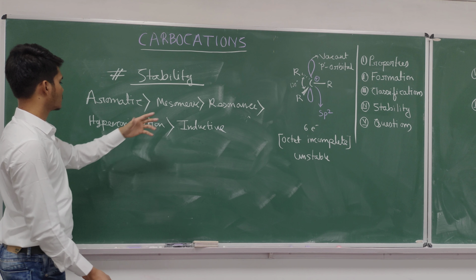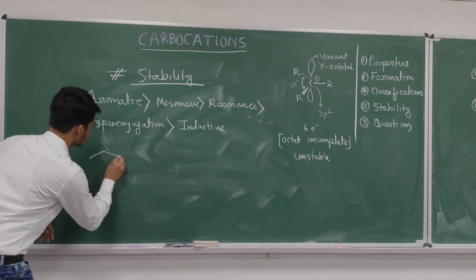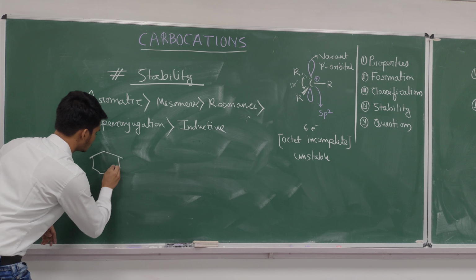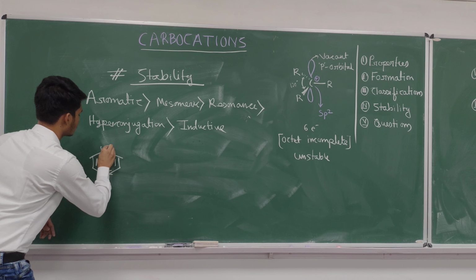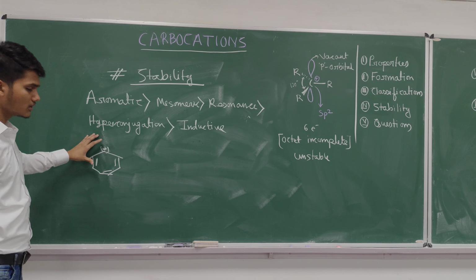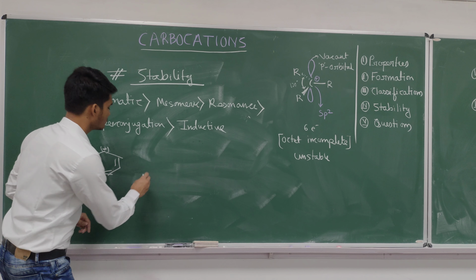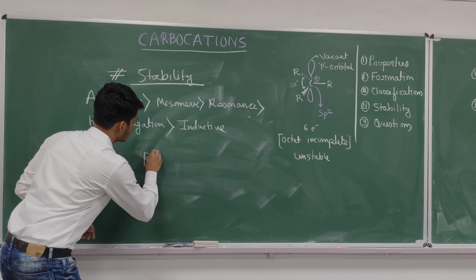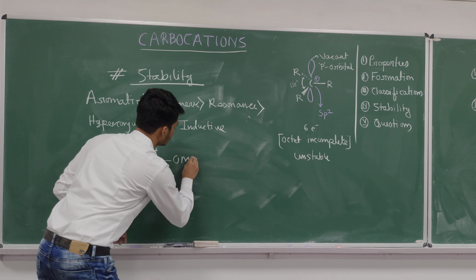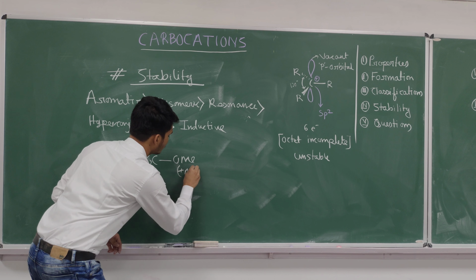Let's take some examples to understand this. The first one is aromatic. Let's say we have this compound. This is a carbocation which is highly stable because it is an aromatic compound. In case of mesomeric, we can have this type of carbocation when the carbocation is adjacent to a group which has a plus M effect.